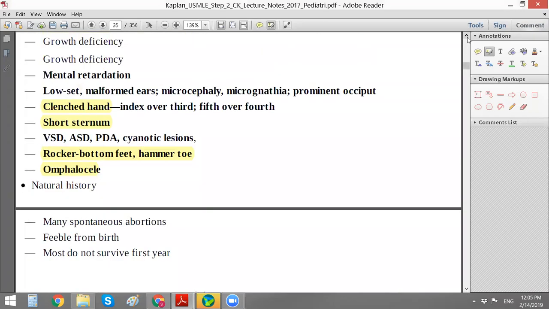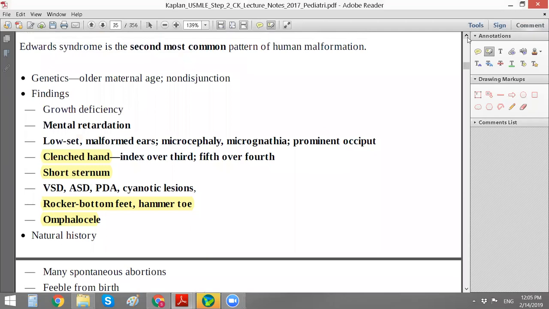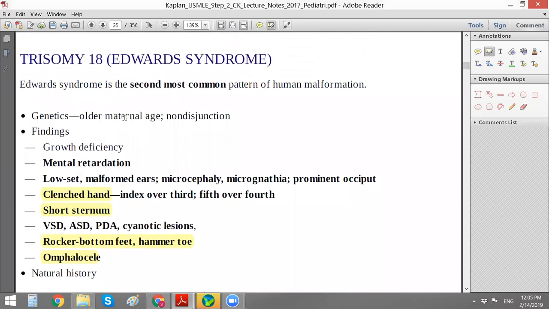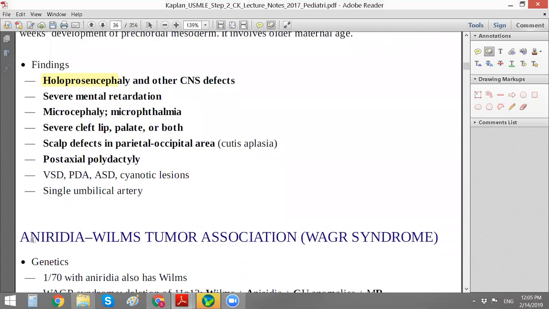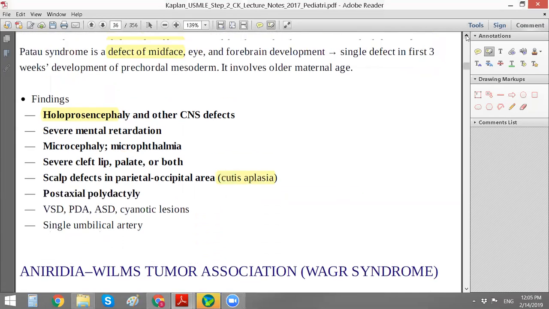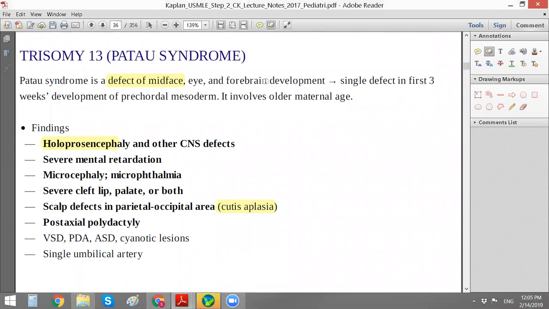Trisomy 18 was Edwards, and yes, it also has the maternal age, non-disjunction. Trisomy 13 also has this. Scalp defects in the parietal occipital area, cutis aplasia. This is the problem with that. So basically everything with the midface, with the eye, with the brain, holoprosencephaly, yeah, forebrain. This is what's happening.